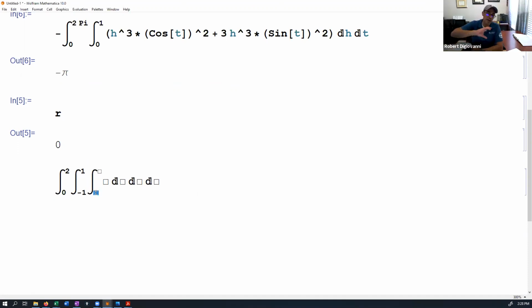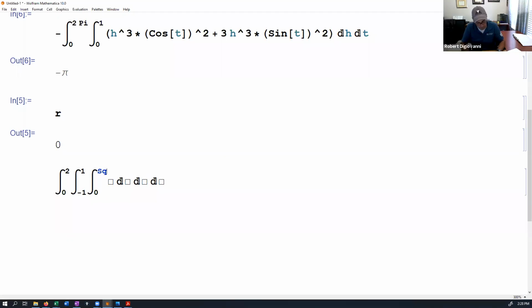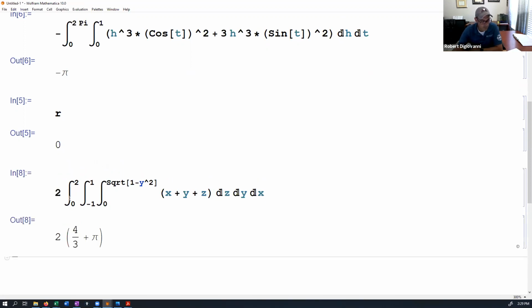Yeah, project it down to the YZ plane instead. That might have been a good approach. I actually like that idea. Let's do this. Maybe we will. 1 minus y squared, and then it was x plus y plus z dz dy dx. Oh, I forgot the 2 out front. Hey, isn't that 8/3 plus 2 pi? Same answer that we had the other way.